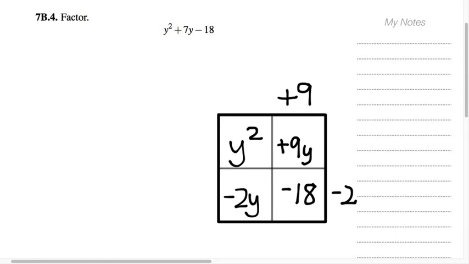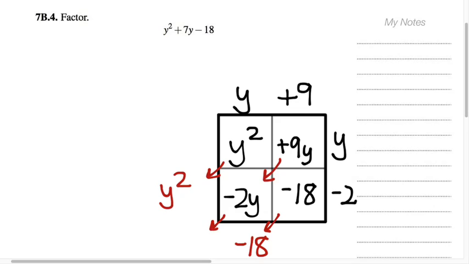And that's good because then in my lattice, when I multiply everything out and I combine my like terms, I end up with a y squared, I end up with a negative 18, and I also end up with these middle terms, that are like terms, adding together to give me plus 7y. Great. So in the end, this factors into y plus 9 times y minus 2.